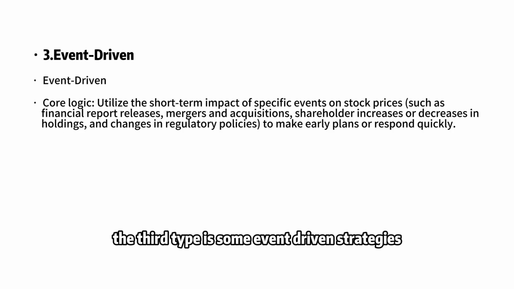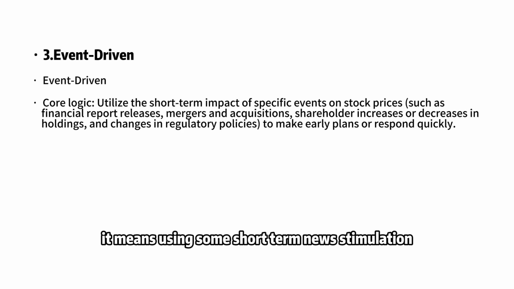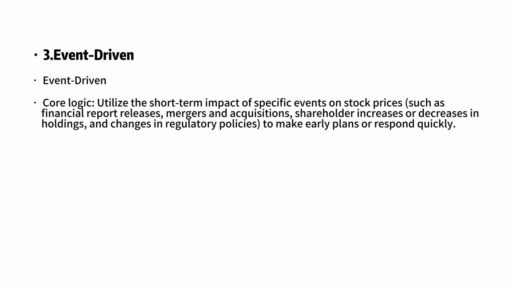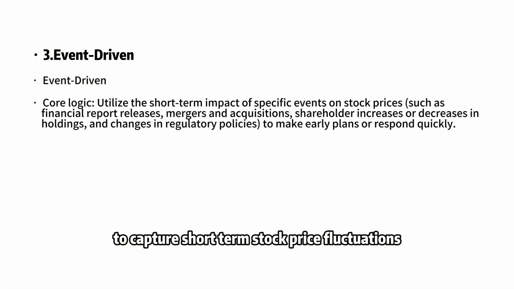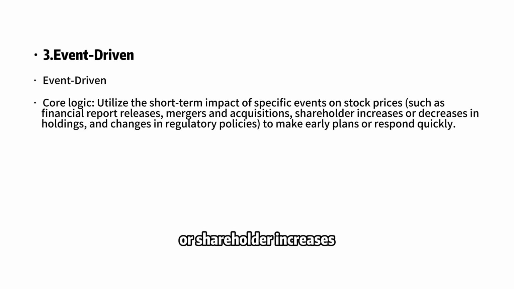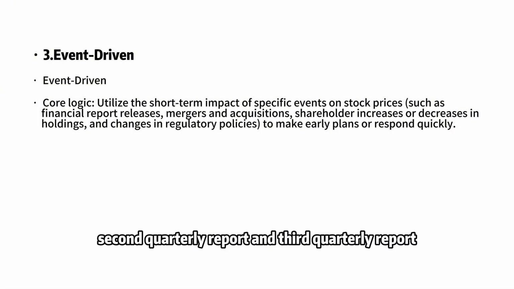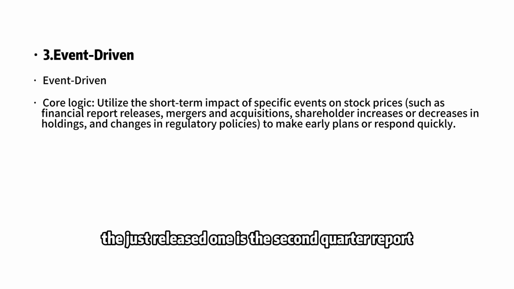The third type is some event-driven strategies. What is an event-driven strategy? It means using some short-term news stimulation to capture short-term stock price fluctuations, such as when the financial report is released, mergers and acquisitions or shareholder increases, to make a layout in advance, especially the earnings season that just ended. There are 4 opportunities for financial reports because there are 4 quarters. At the end of each quarter, the financial reports will be released: first quarterly report, second quarterly report, and third quarterly report. The one just released is the second quarter report.